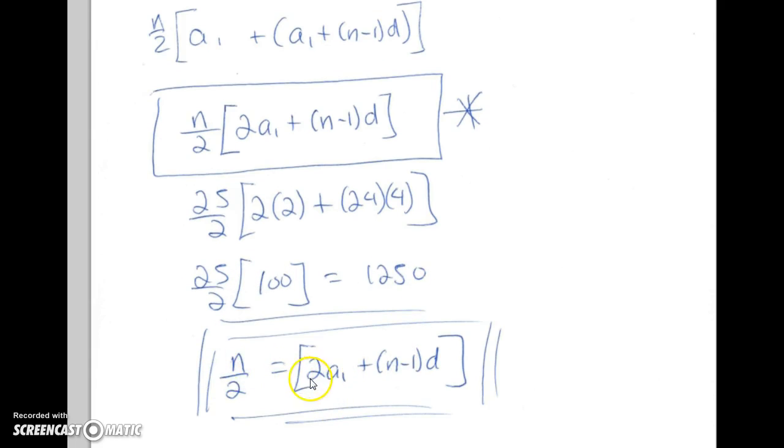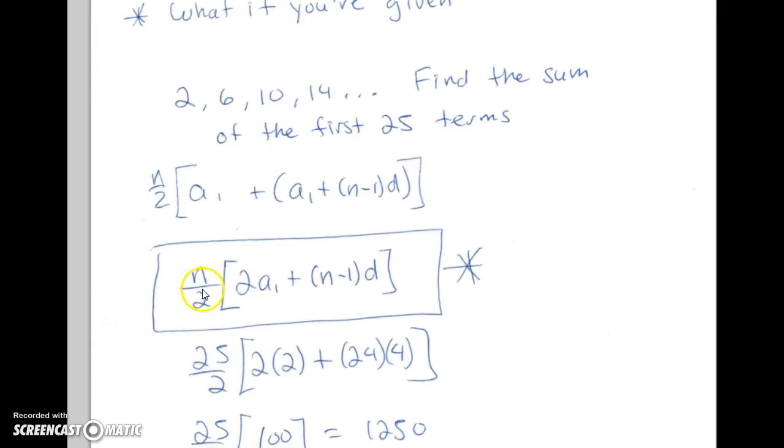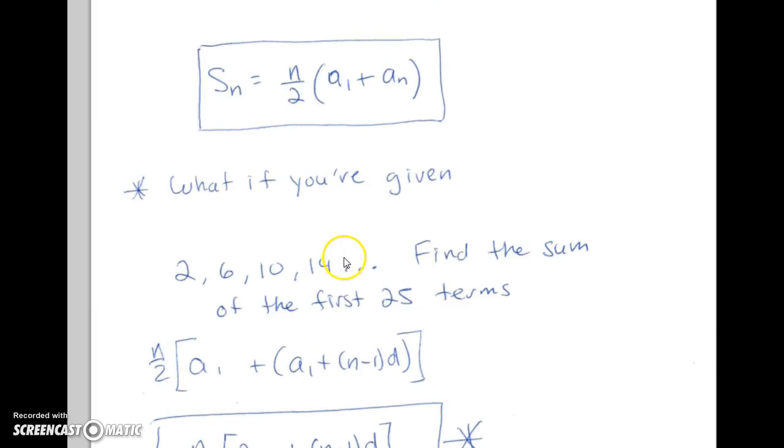I wrote that wrong, so disregard that. Here's your formula right here: n over 2 times 2 a sub 1 plus n minus 1 times d. So that formula is just a way of getting your first term plus the nth term when you don't know it, okay? And this other one's when you know that, okay?